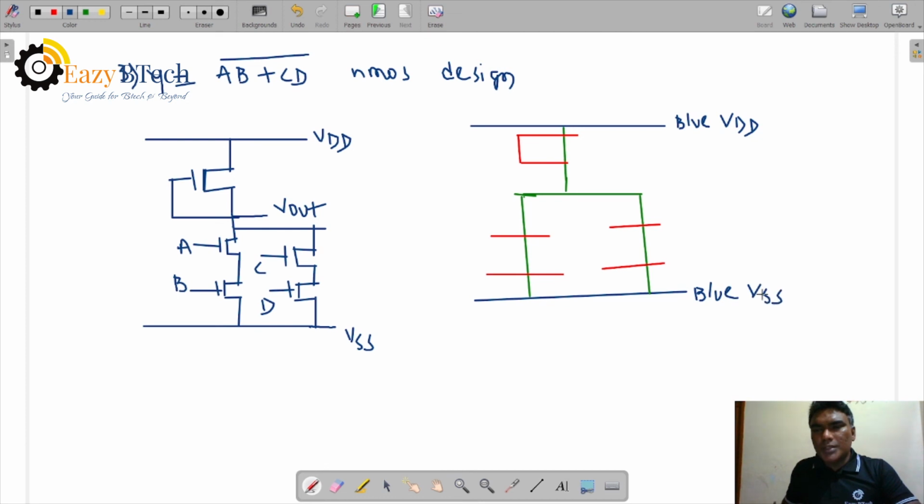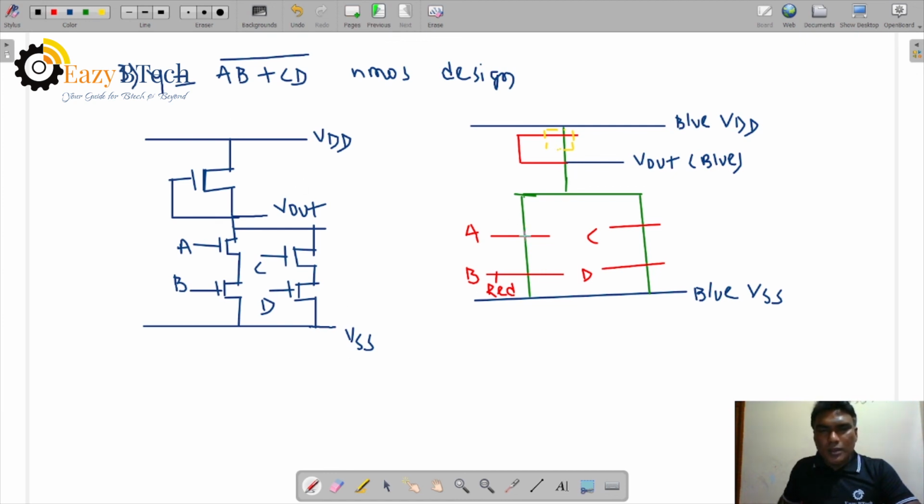Now you can see the terminals we can write here in blue color, VDD, VSS. Now we can take the output terminal from here to here. So it is Vout, and Vout is blue color. And this is terminal A, terminal B, terminal C, and terminal D, in red color. Yellow implantation is also there, for the depletion mode transistor; we can represent it with a yellow dotted line.